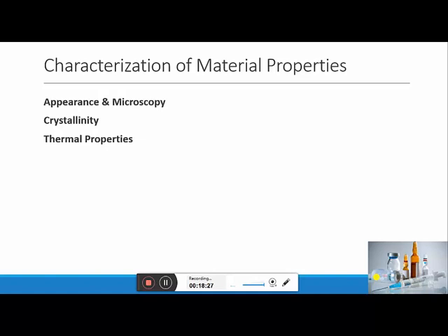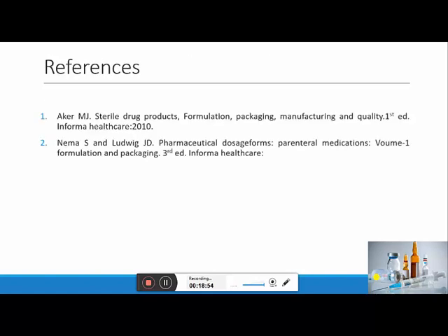Next is thermal properties. Thermal properties determination includes DSC, that is differential scanning calorimetry. DSC generally measures the change in heat required to raise the temperature of a substance. So change in endothermic or exothermic peak defines the purity of a substance, and it will also define compatibility of the substance with excipient. So this is all about pre-formulation.